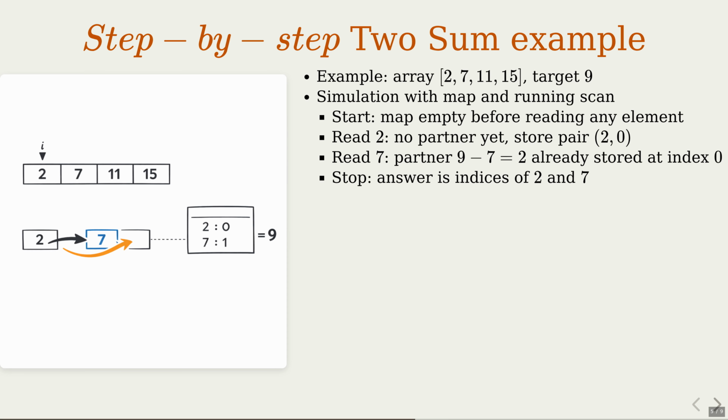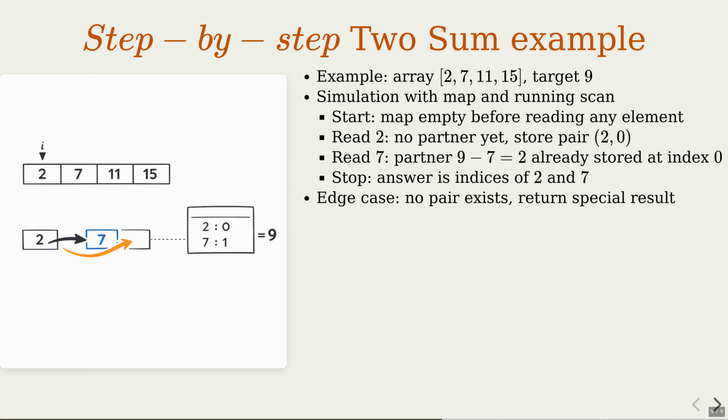We read the first value 2, see that its partner 7 is not there, and store the pair of value 2 and index 0. Next, we read 7, compute that the needed partner is 2, and find that 2 is already in the map at index 0, so together they form the correct pair. So we do not even need to look at 11 or 15 because we can stop as soon as we find the first valid pair.